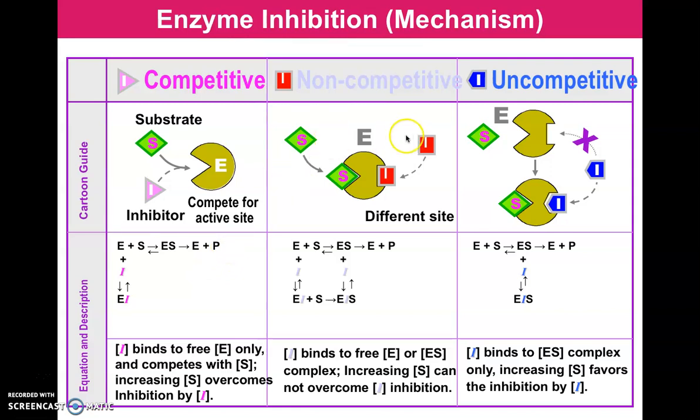For the second type of enzyme inhibition, the inhibitor will attack a different site of the enzyme, not the active site. That's why the mechanism will be like this. Without the inhibitor, E plus S will form the enzyme substrate complex and produce product.